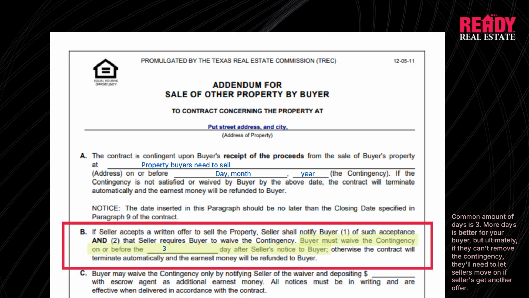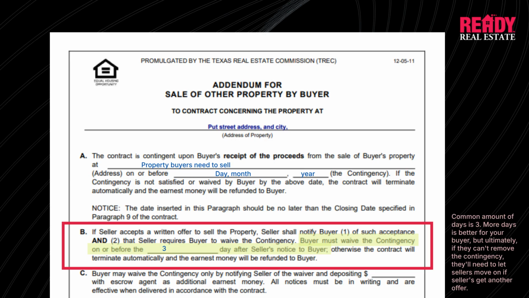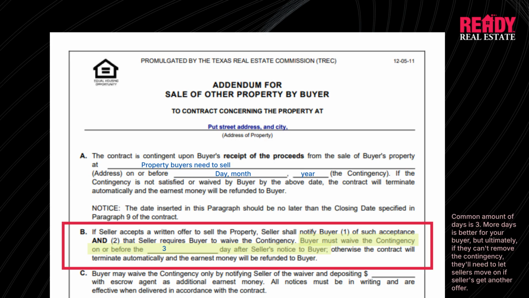Buyer must waive the contingency on or before the blank day after seller's notice to buyer. Otherwise, the contract terminates and buyer gets the earnest money back. Fill in the number of days the buyer has to waive their contingency after being notified that the seller has received a backup offer. Common timeframes are 1 to 3 days.